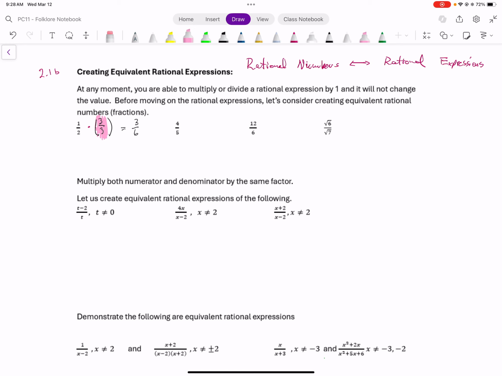Let's move on to 4/5. Suppose I would like to create the denominator of 15. I notice that my factor in the bottom is a 5, and I need to multiply 5 by something that will make it 15, and that is 3. So I'm going to multiply both top and bottom by 3, and now 4/5 is expressed as 12/15.